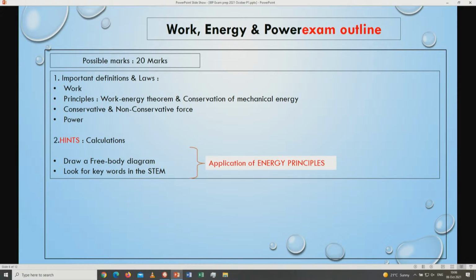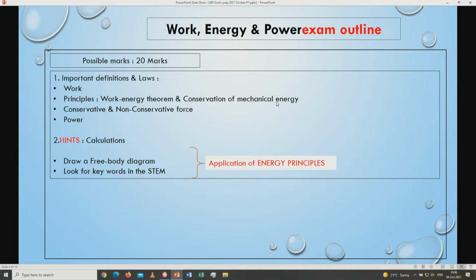The key things to look for here are definitions and laws. You should be able to give a definition of what work is, and state principles, that means the work energy theorem and the conservation of mechanical energy. Be able to give definitions for conservative, non-conservative, as well as power. But it becomes easy, honestly, once you understand how each principle works.